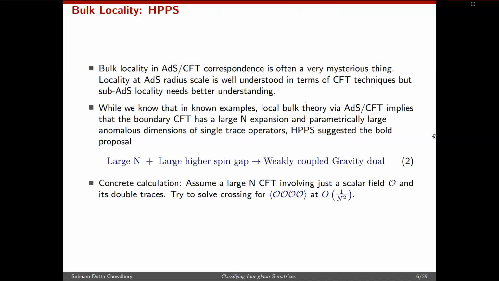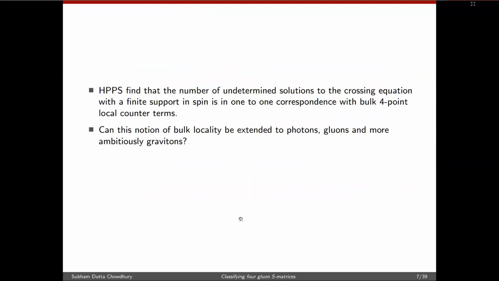In order to quantify that, they assumed a Lagrangian CFT involving just a scalar field O and its double traces, and tried to solve for crossing of this 4-point correlator at order 1/N². Now, what they find is that the number of undetermined solutions to the crossing equations at order 1/N² with a finite supporting spin is in one-to-one correspondence with bulk 4-point contact interactions.